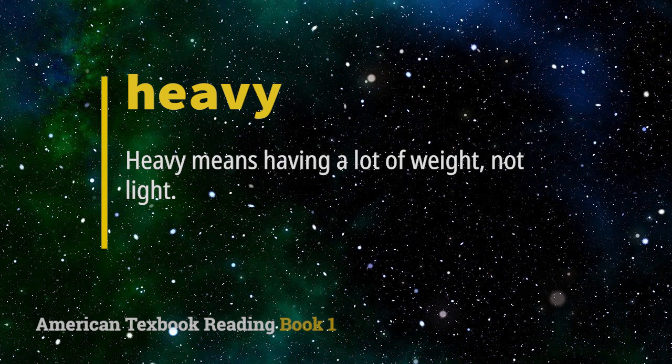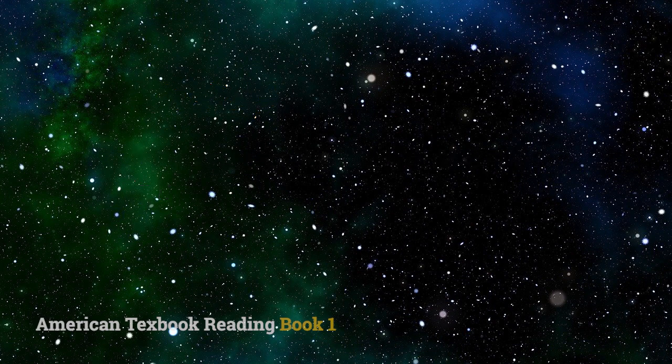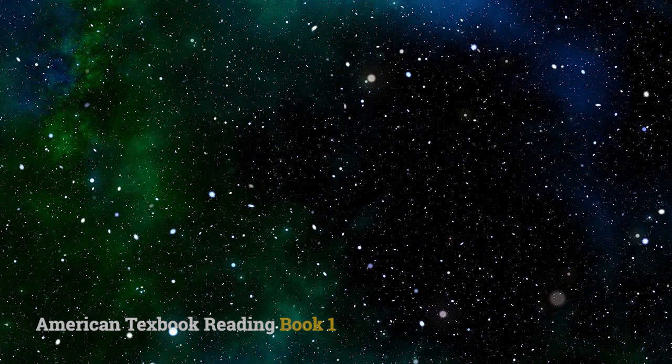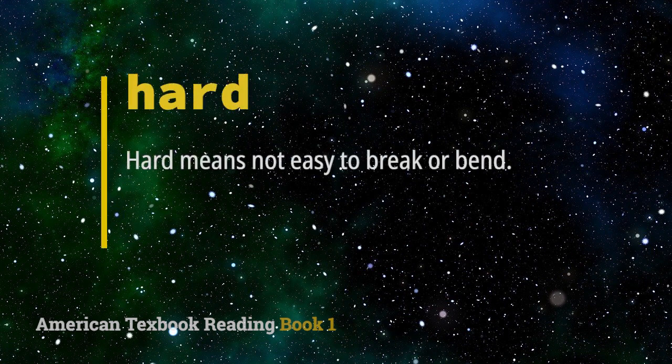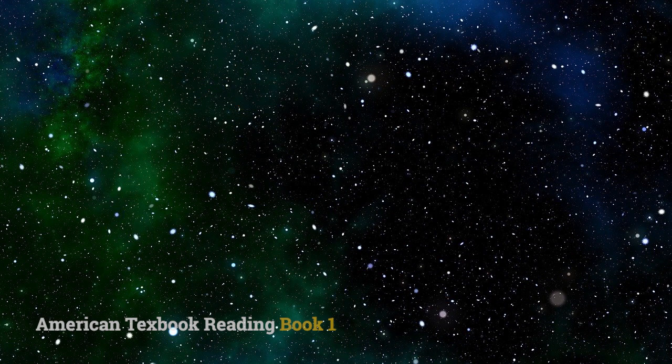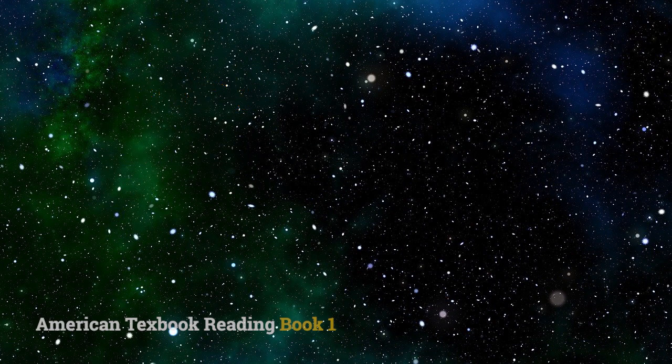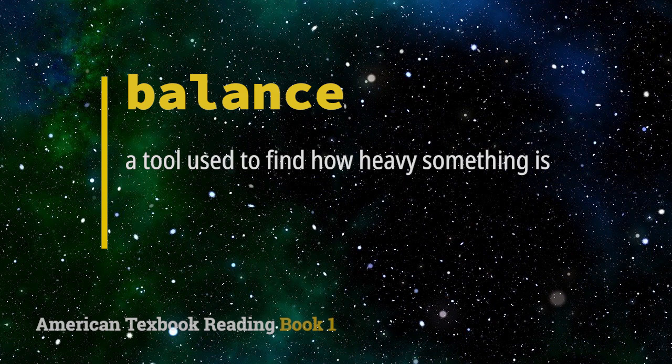Heavy. Heavy means having a lot of weight, not light. Light. Light means having little weight, not heavy. Hard. Hard means not easy to break or bend. Soft. Soft means easy to bend, cut, or fold. Balance. A tool used to find how heavy something is.